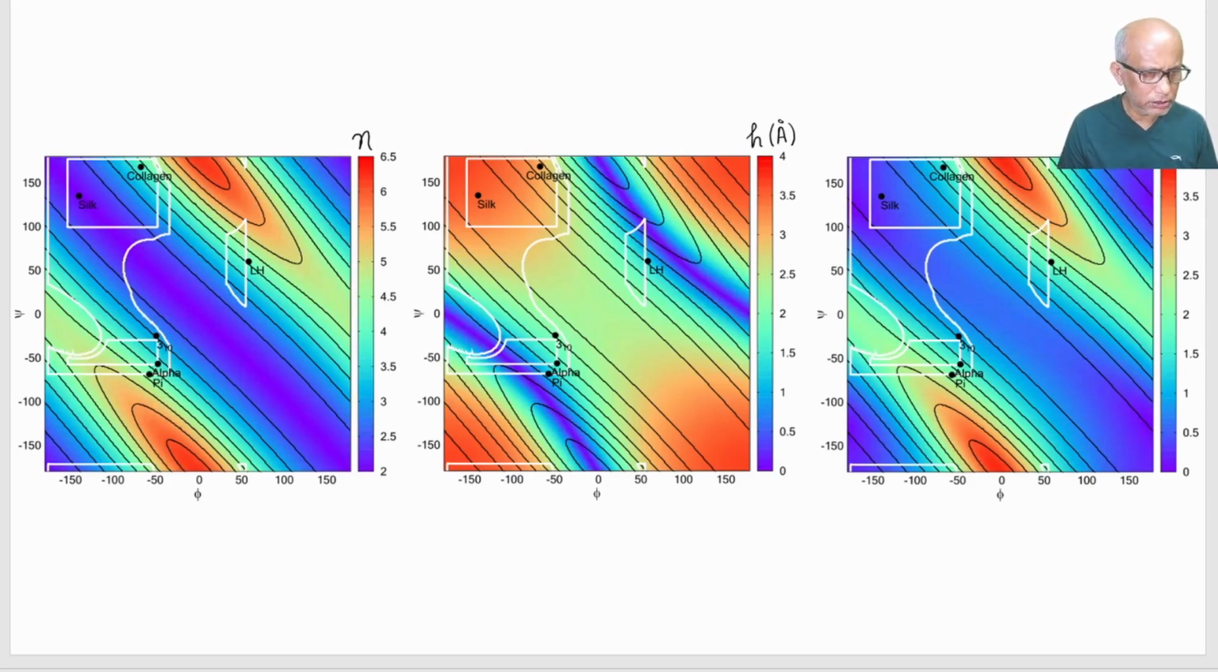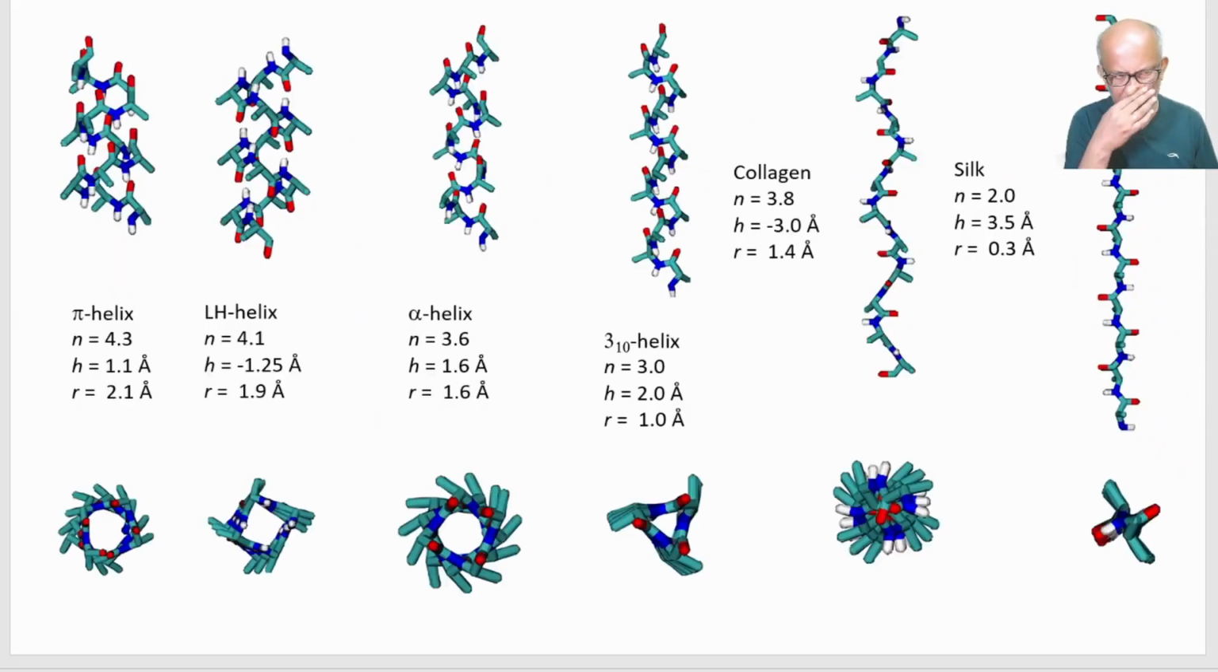An easier way to see it would be this plot where these helices are shown. So here you have the pi helix, N is equal to 4.3, H is 1.1, R is 2.1. Then you have the alpha helix, which is well known. N is 3.6. You know that it is 3.6 residues per turn, and the shift along each residue is 1.6 angstrom. R is 1.6 angstrom, and so on. And then you have the silk, the extended structure. N is equal to 2, H is equal to 3.5, R is very small, 0.3.